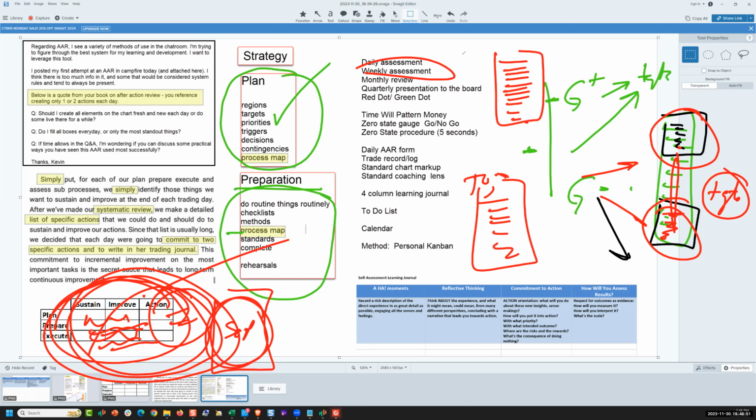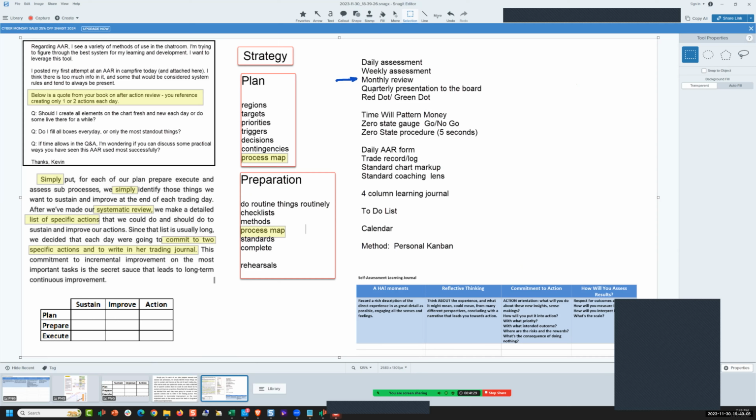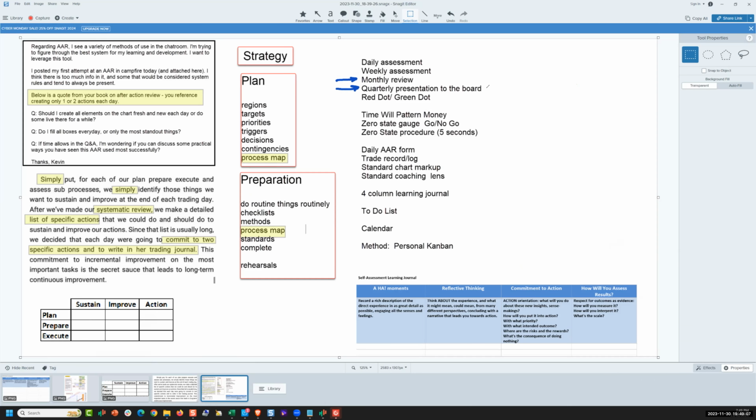The weekly assessment, you're going to look for trends. Was there something this week that just keeps kicking my butt and I haven't fixed it? Now that becomes something that you really want to work on. Then you want to have a separate process for a monthly review and a quarterly presentation to your accountability partners. And you want to base it on evidence. You did or didn't do the thing that you said you're going to do. That's how you get accountability.